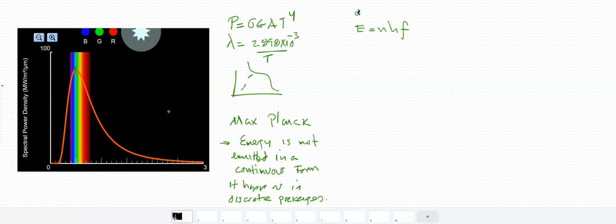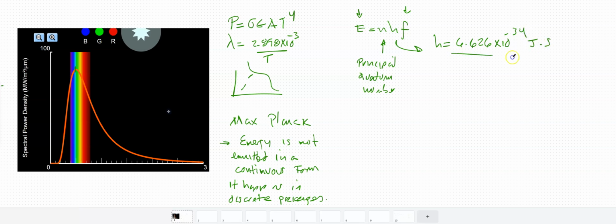Right? The energy is a multiple of the frequency, a multiple of n and a constant. This n is what we now call the principal quantum number that you saw in chemistry. And this is a constant he had to introduce, 6.626 times 10 to the minus 34 joules second, to make his prediction fit the data.